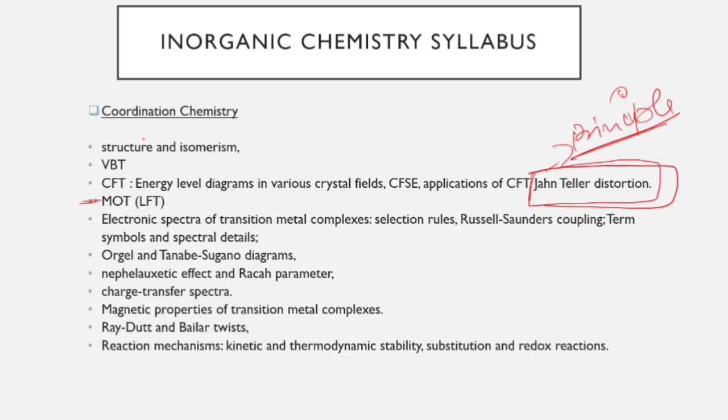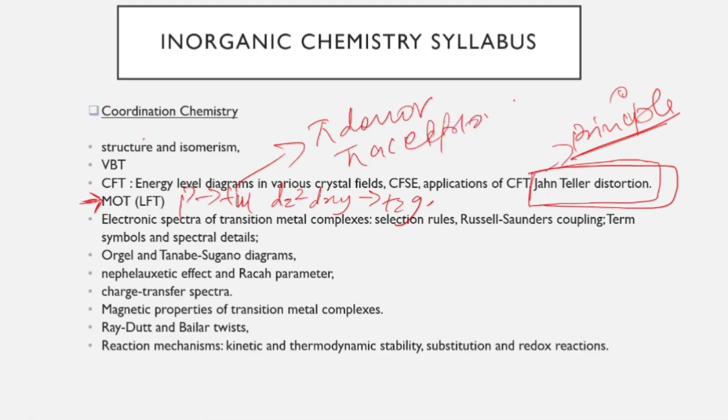Moving further, we have MOT based on ligand field theory. Here you have term symbols and the names of orbitals, like p is T1u, and d orbitals, if it is dz square or dxy, can be t2g. So these are different namings of orbitals that you should remember. From this only you can tell about the pi donor ligand or pi acceptor ligand, or also about the sigma donor. This all comes from your MOT.